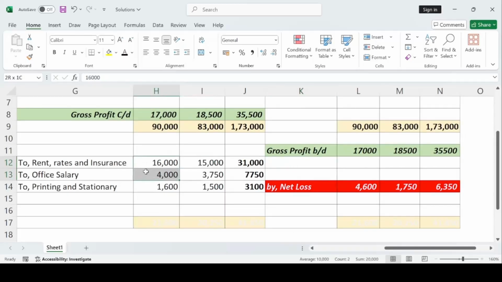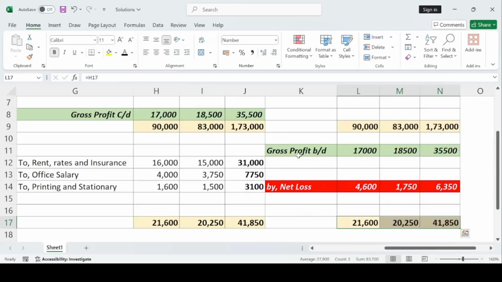So add 16,000, 4,000 and 1,600. You will get 21,600. Add 15,000, 3,750 and 1,500. You will be getting 20,250. And add 31,000 and 7,750 and 3,100. You will be getting 41,850. The same total, write it in the credit side and subtract 17,000 from 21,600.